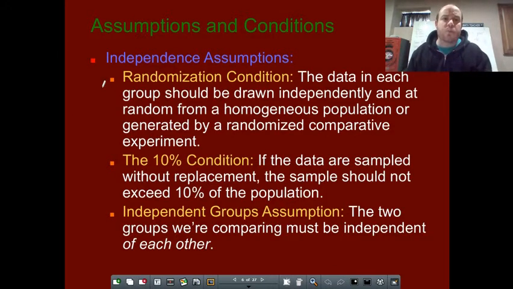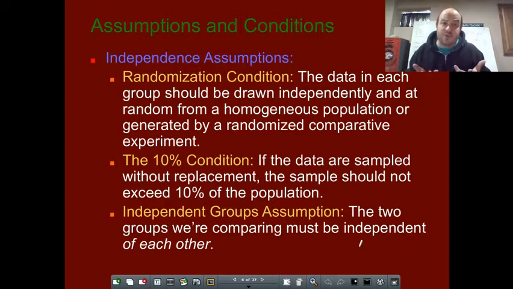So if we look through here, what are the conditions that must be met? Number one, randomization condition. We already know this. It means that each one of our samples must be independent of each other, and they should be randomly drawn in some way. A lot of times they straight up just say that in the question. Next, the 10% condition. We know this one already as well. This is where you say, hey, your sample size must be 10% or less of the whole population.